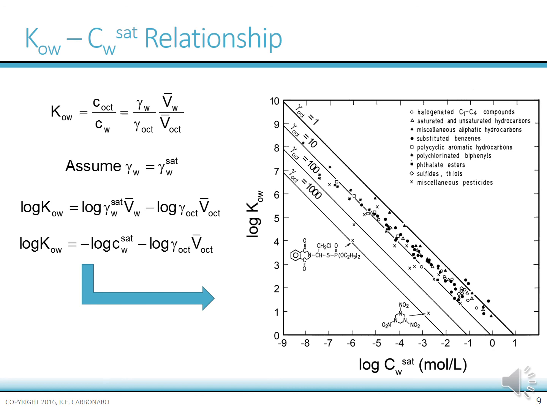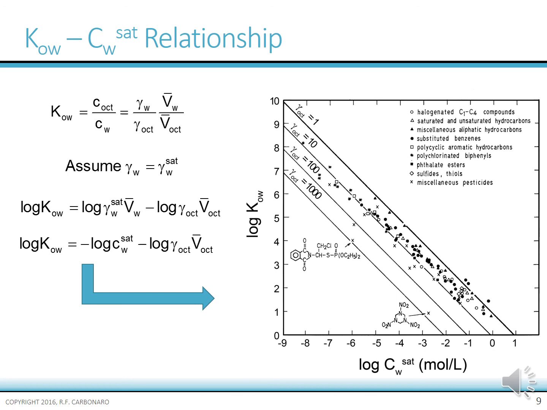So if we were to plot log KOW versus the logarithm of CW sat, we would expect a slope of exactly -1 because of the minus sign, indicating an inverse relationship. And we would expect an intercept of that line of log of gamma octanol times the molar volume of octanol. And so what you see plotted here is, in fact, a slope of very close to -1.